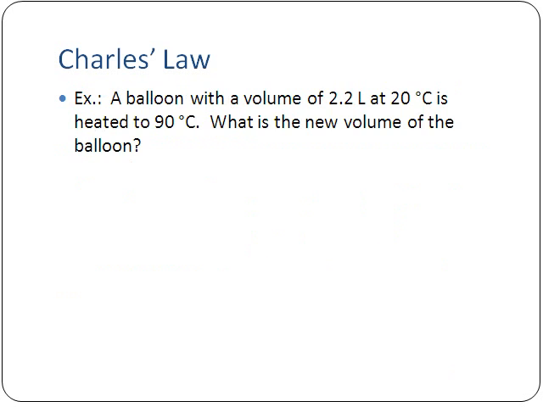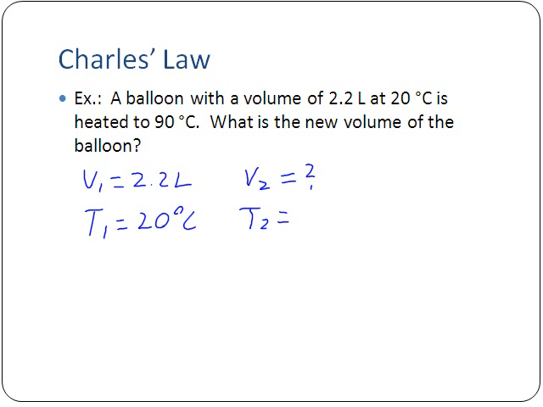Let's take a look. A balloon with a volume of 2.2 liters at 20 degrees C is heated to 90 degrees C. What's the new volume of the balloon? To do this, we know that we have the original volume, V1, which is 2.2 liters. The original temperature, T1, is 20 degrees C. The final volume, V2, we do not know. That's a question mark. The final temperature, T2, is 90 degrees C.